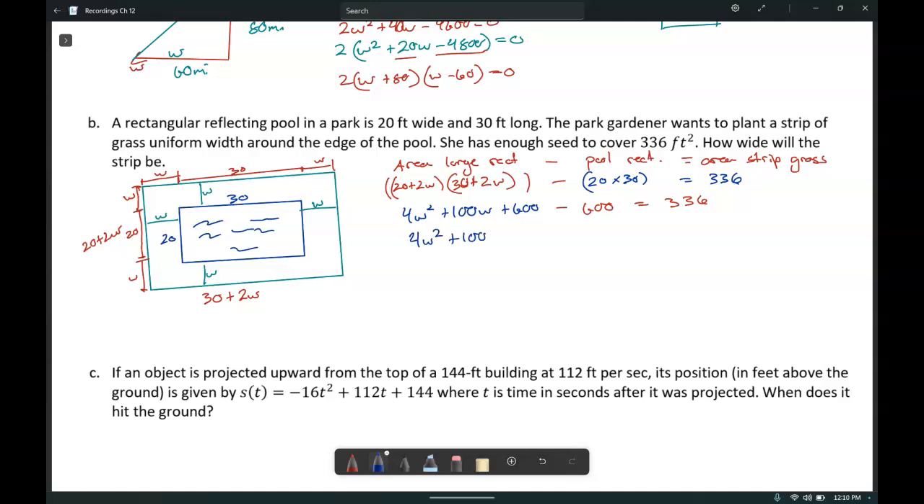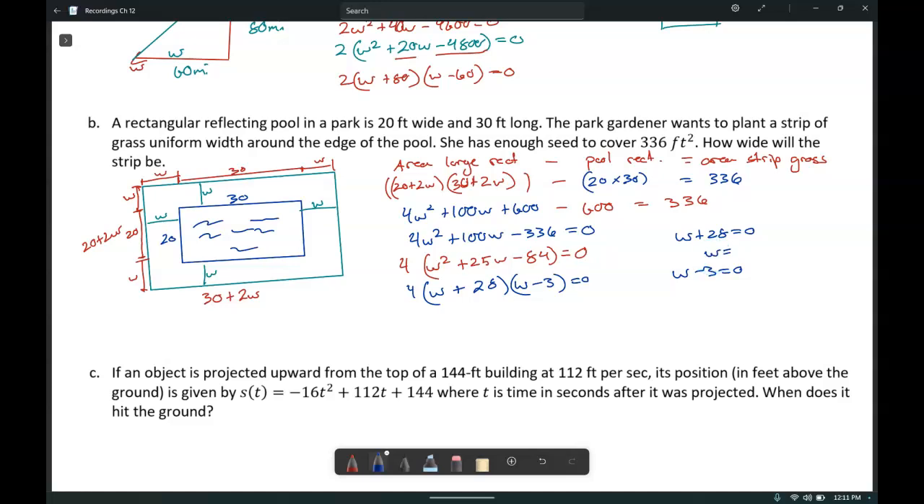When we combine like terms into standard form, factor out our greatest common factor, then we can go ahead and factor, set our factors equal to 0, and we get a possible width of either negative 28 feet or 3 feet. 3 feet makes the most sense. We can't have a negative distance.